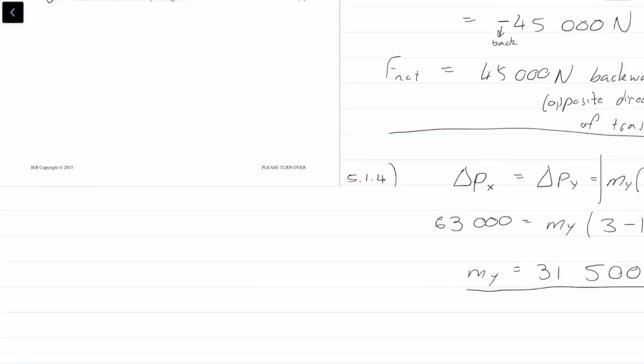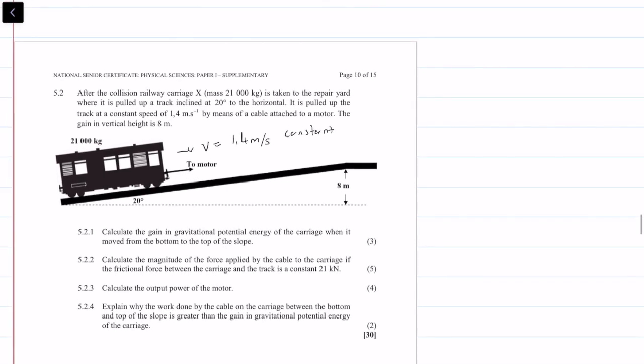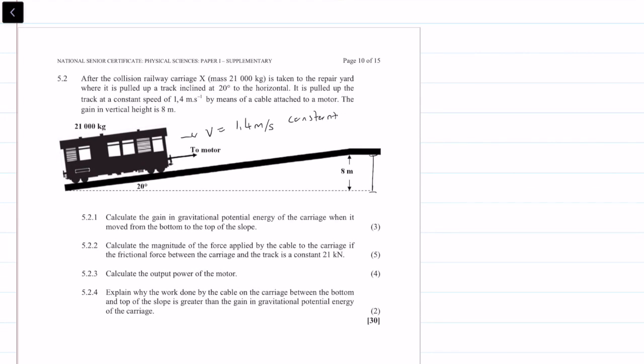Okay, so now we get to 5.2.1. After the collision, railway carriage X of that mass is taken to the repair yard, where it is pulled up a track of the following inclination to the horizontal. It is pulled at a speed, so we can say that the velocity that it's being traveled is a constant 1.4 meters per second, and I'm just going to put that. Sometimes it's good to annotate what's actually happening. Okay, and the height here given to us is 8 meters.